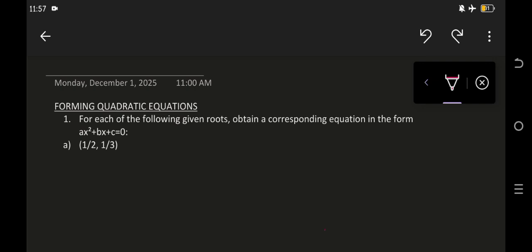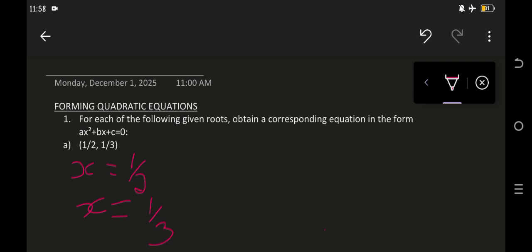So let us start. You are told, for each of the following given roots, obtain a corresponding equation in the form ax squared plus bx plus c is equal to 0. So we have a pair of roots here, 1 over 2 and 1 over 3. This means that we have x is equal to 1 over 2 and x is equal to 1 over 3. Now what are you going to do?